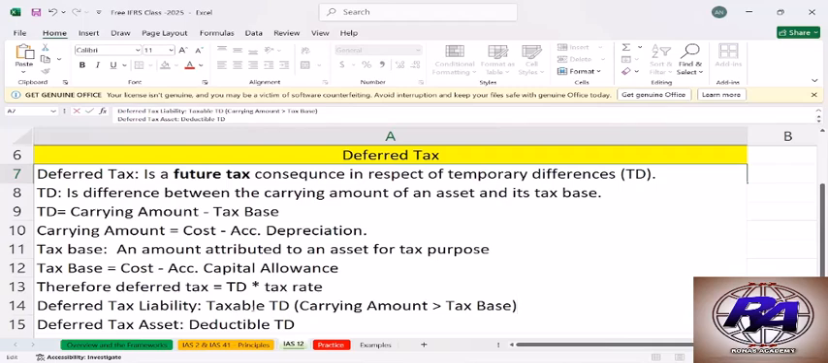If you charge your tax rate on that temporary difference, it will give you what we call deferred tax liability. The vice versa is true for deferred tax assets. So when our carried amount is lesser than the tax base, that gives us what we call deductible temporary difference. And once we charge our tax rate on it, it gives us what we call our deferred tax assets.